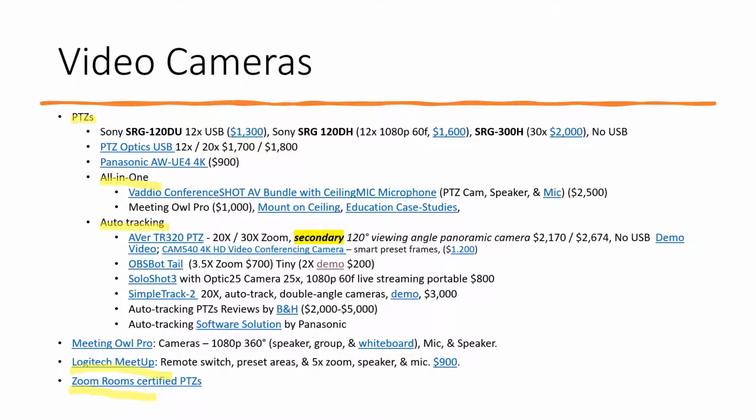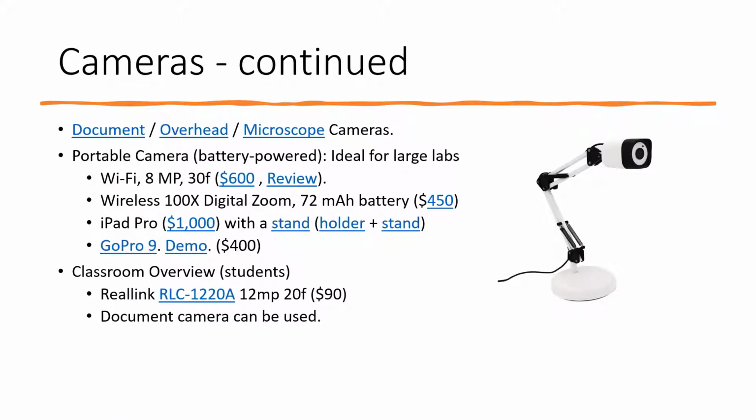Then also we have Logitech, which has a similar kind of capacity as the Meeting Owls. Again, they all have different strengths and slight shortcomings. It will be up to you to decide what will work best and what will be more suitable. In addition to PTZ cameras, consider some other types of cameras as well.